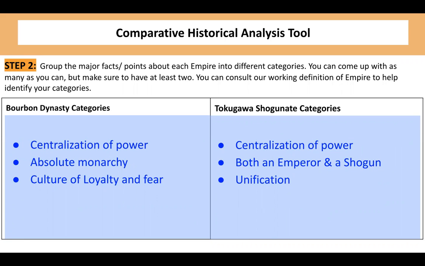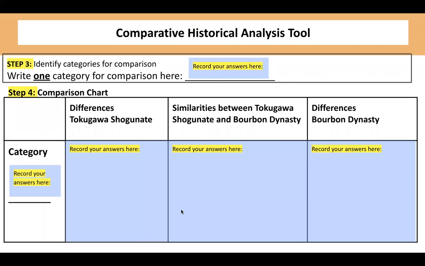So now that we have done all of that, our next step is to really try to make sense of the information and start the comparative process. In step 3, we're going to choose one category of comparison, and you can use any category that you wish. If you had a different category, you could definitely use it. You could pause this video right here to look at step 3 and use your category, and then plot out in step 4 the similarities and differences within that category between the Tokugawa Shogunate and the Bourbon Dynasty.